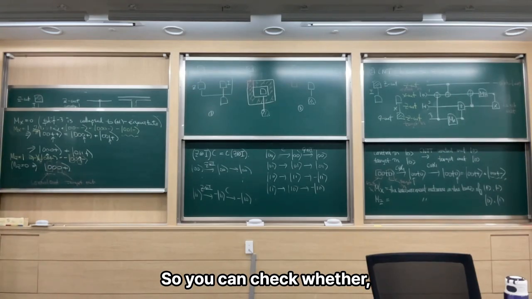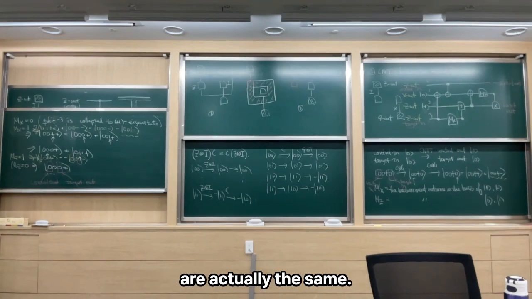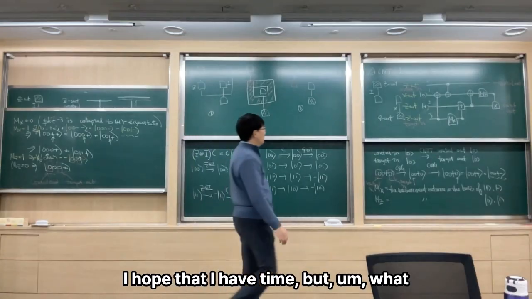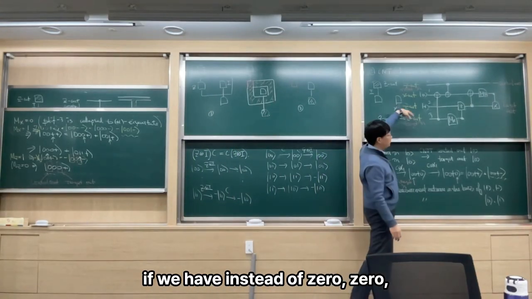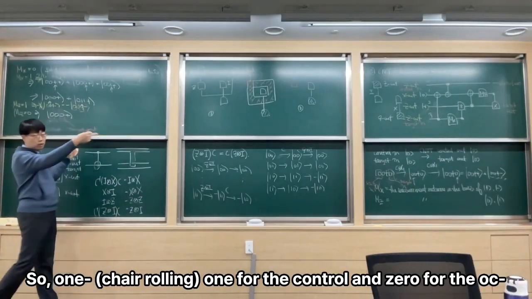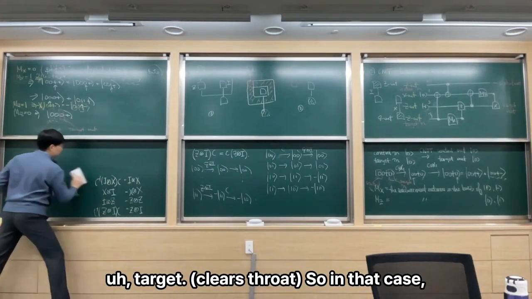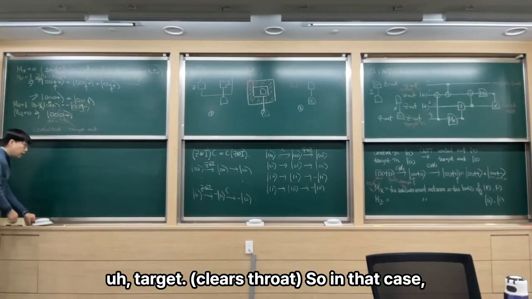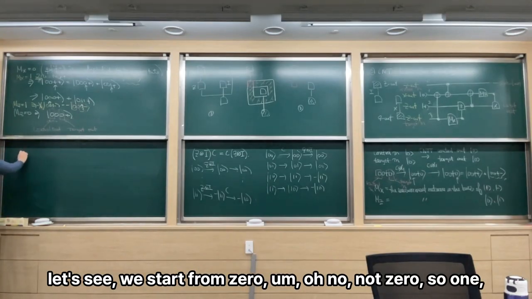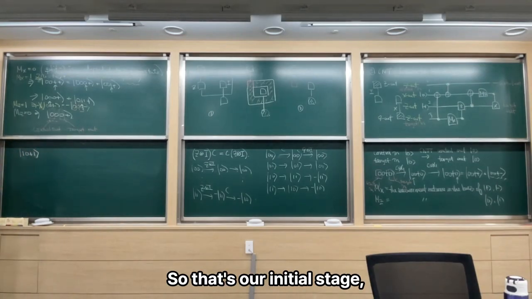So you can check whether all the other cases are actually the same. Let me do one more. I hope that I have time. But what if we have, instead of 0, 0, maybe that's too simple, what if we have 1, 0? So 1 for the control and 0 for the target. So in that case, let's see. We start from, no, not 0. So 1, 0, plus, 1, right? So that's our initial stage.